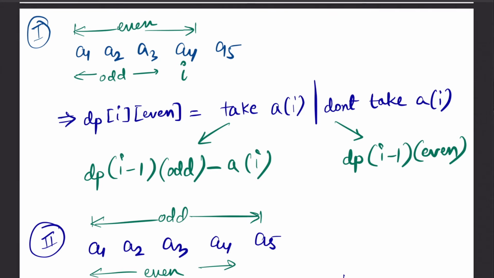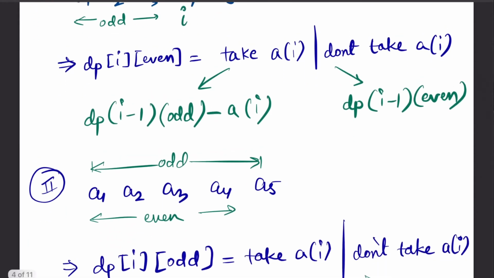The next possibility is we don't take A4 at all. When I don't take A4 at all, what does that mean? I have to take the maximum even length value that was possible here. But what will be the maximum even value possible here? That will be either this length or this length. So that will be present in DP of i minus 1, even, correct? This value gives me the maximum prefix of length i minus 1 where the length is even.